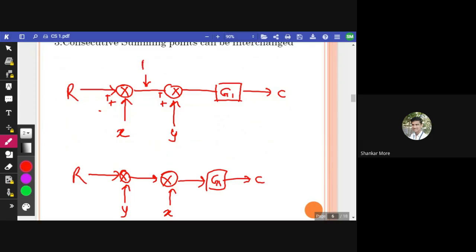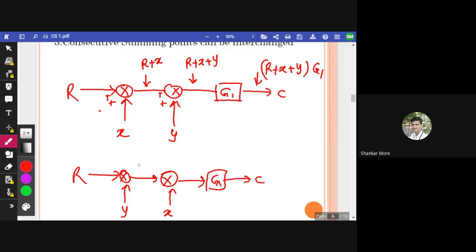Signal here will be R plus X, isn't it? Now the signal here will be R plus X plus Y, and the output C will be equal to R plus X plus Y into G1. This will be the output, isn't it?